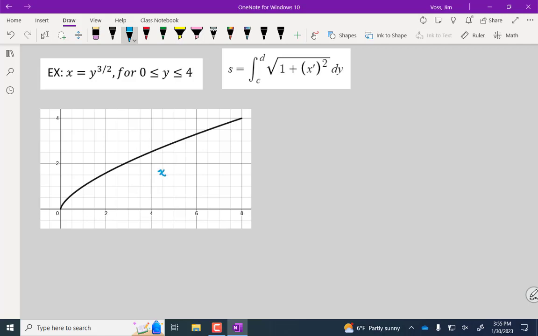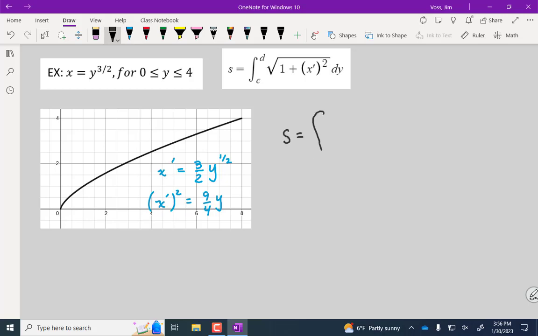So we need to figure out x prime. X prime is going to be 3/2 y to the 1/2. So power rule, bring down the 3/2, subtract 1. Now we have to square that. And when we square it, we're going to get 9/4 times y. All right, so definitely not working with that perfect square trinomial case.